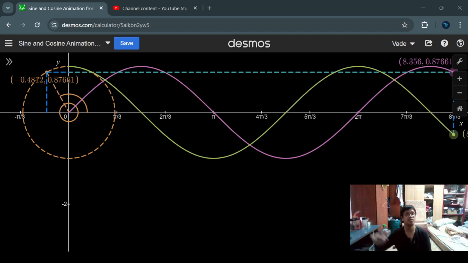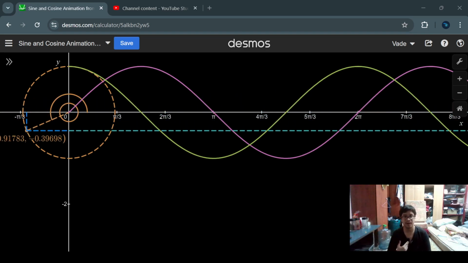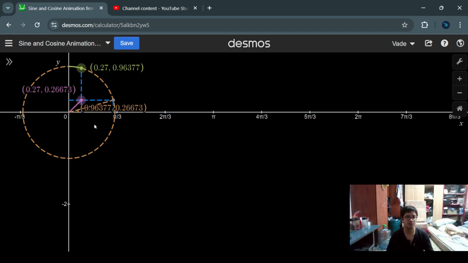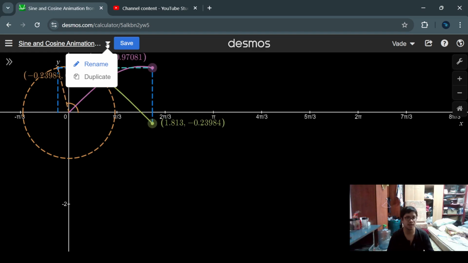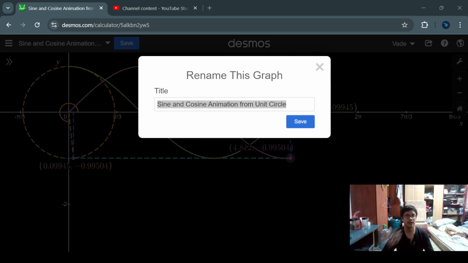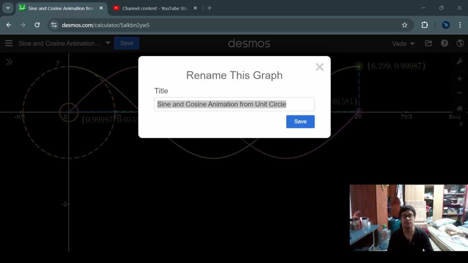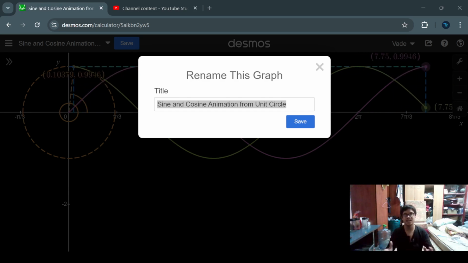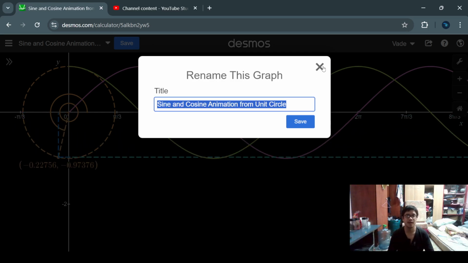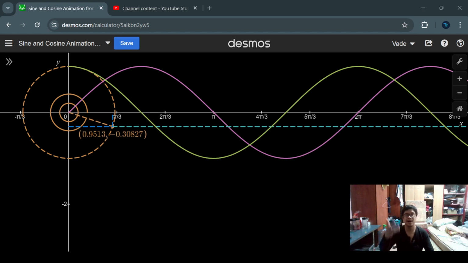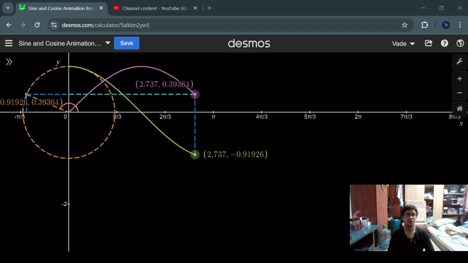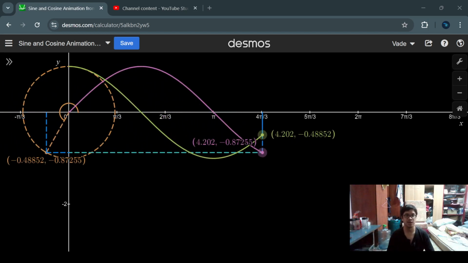By the way, just to remind you, this animation is not mine. In fact, it exists in any internet browser. Just search for sine and cosine animation from unit circle in your Google Chrome, and it exists as a Desmos link. There you can experiment and graph the same way I did here. Credits to the owner for making this animation.